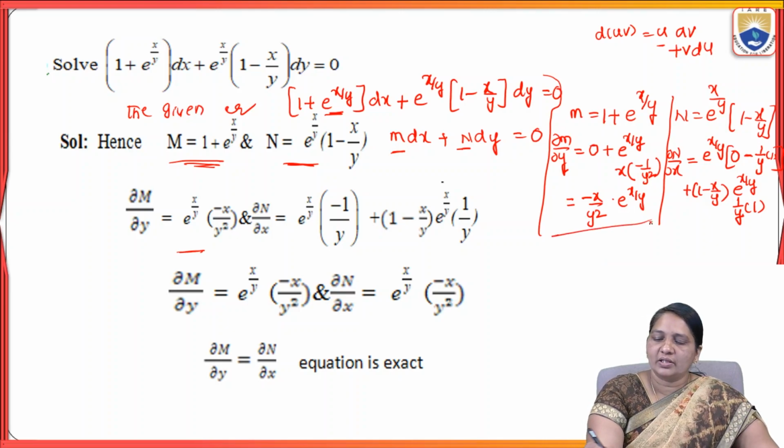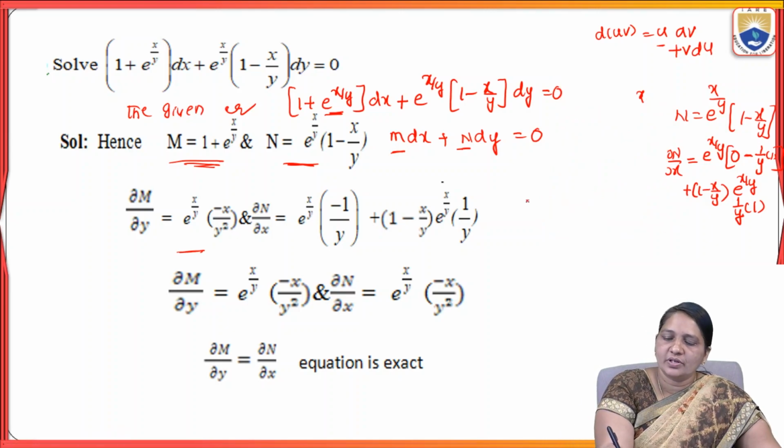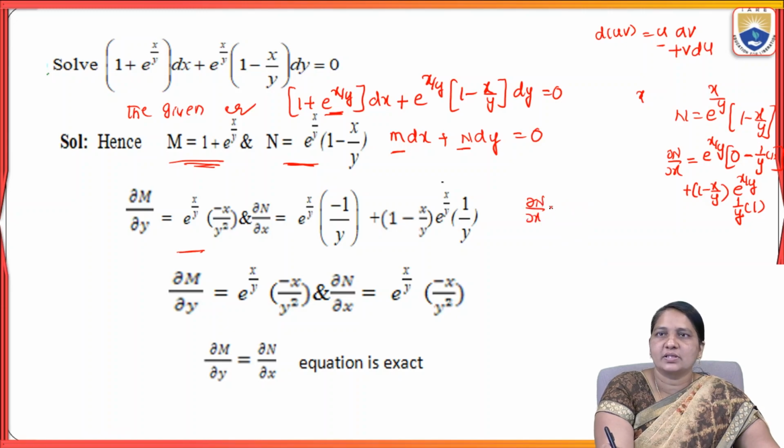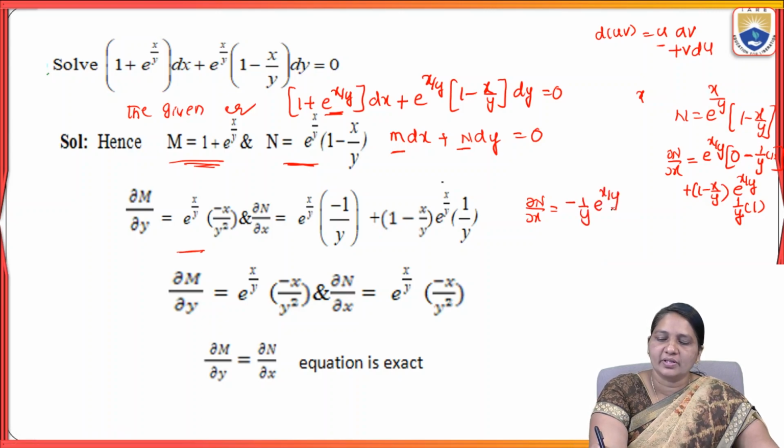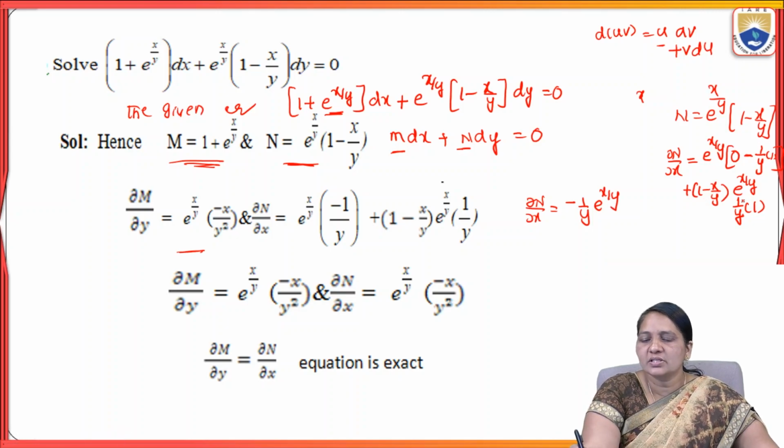Now we are calculating here. So we can observe here dou n by dou x equal to e power x by y into 0, minus 1 by y into e power x by y. This is the first term. So next here I am going to multiply. So 1 into 1 by y, that's plus 1 by y into e power x by y.